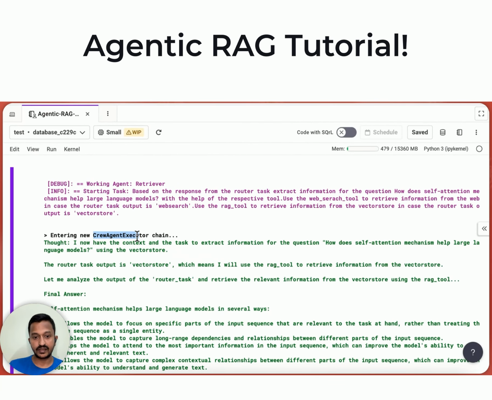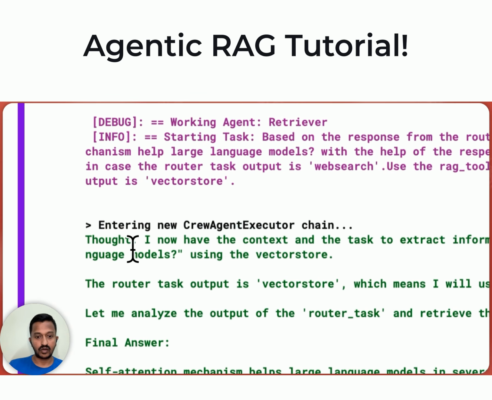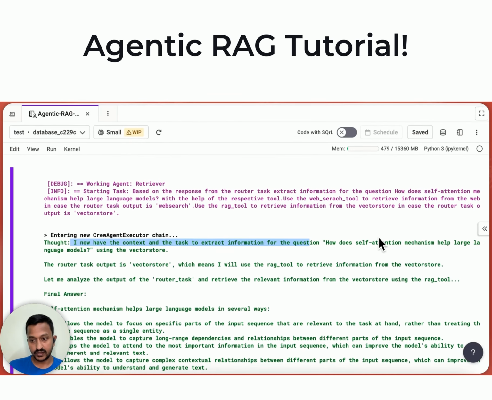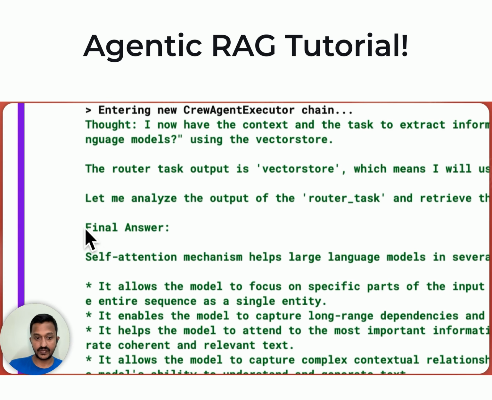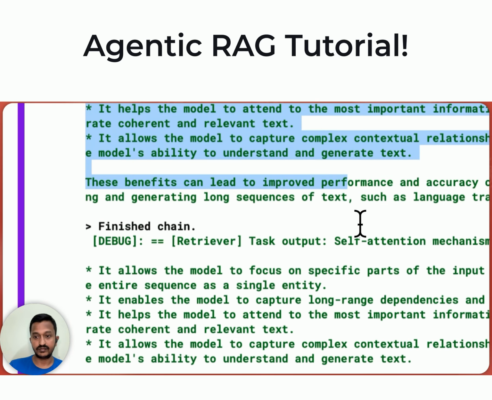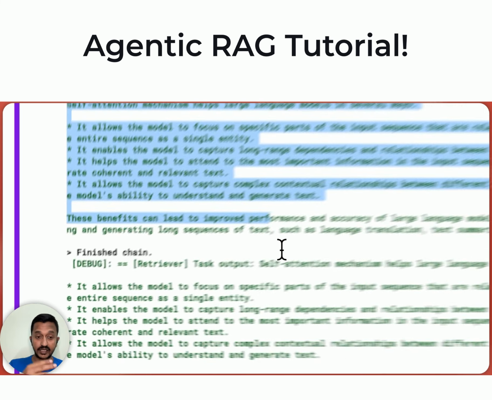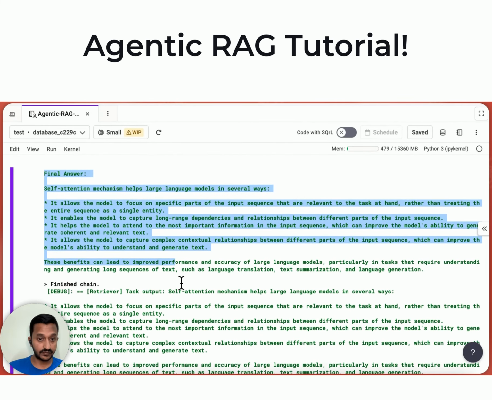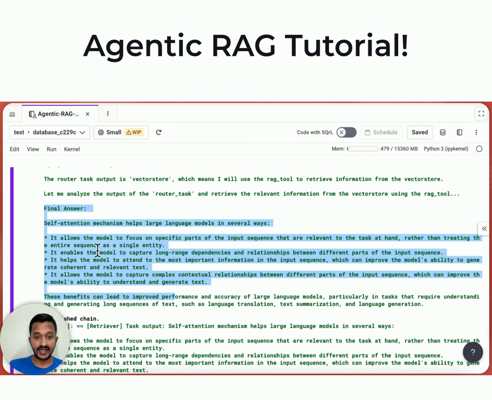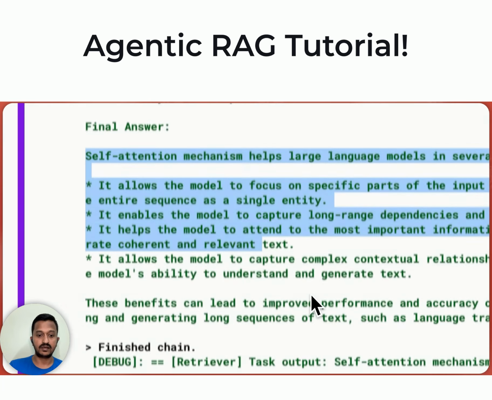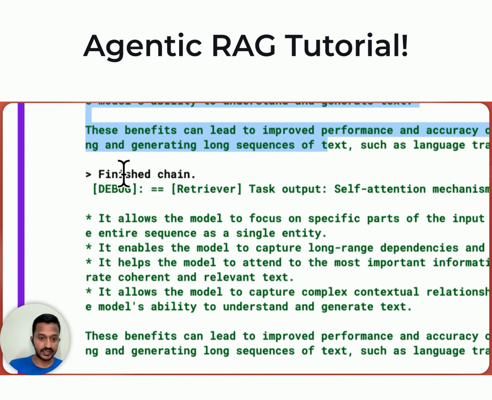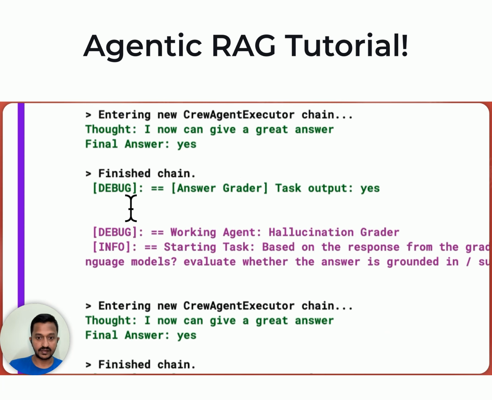Entering new CrewAI agent, Crew agent executed chain. Thought: I now have the context and the task to extract information for the question, how does self-attention mechanism help large language models using the vector store? So as you can see the final answer here. So this is basically present in our data, in the self attention, Attention Is All You Need, that PDF we attached as a custom data, custom knowledge source. That is where it says that hey, the answer is already present in our vector store, and this is the answer. So it basically finishes the chain and it gives us the answer, right?